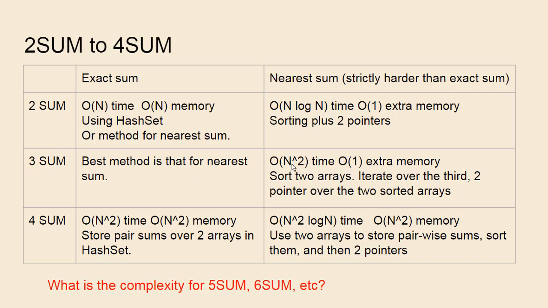And for 3-sum, the best method we know has the same complexity as the nearest sum. For 3-sum, the best approach is we sort the array and then we iterate through the third array. For each element, we use 2 pointers over the sorted array to find the exact sum or near sum. So we have n square time, because to iterate over the third there are n choices, and the 2 pointers also take O(n) time. But we have O(1) constant amount of extra memory. And the best algorithm for exact 3-sum is the same as that one.